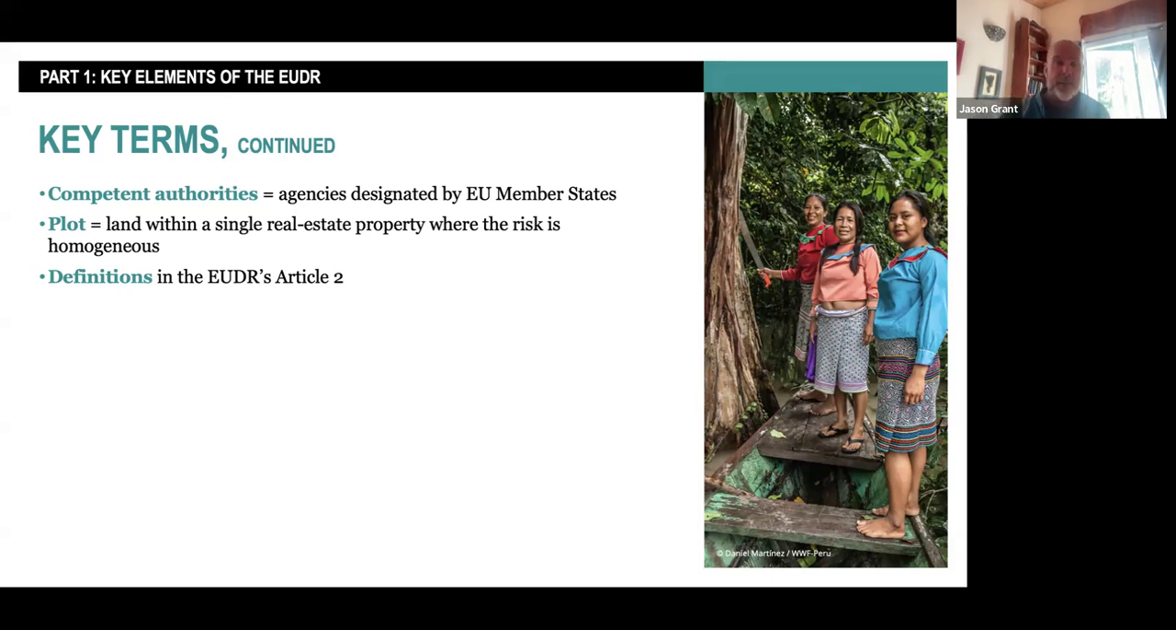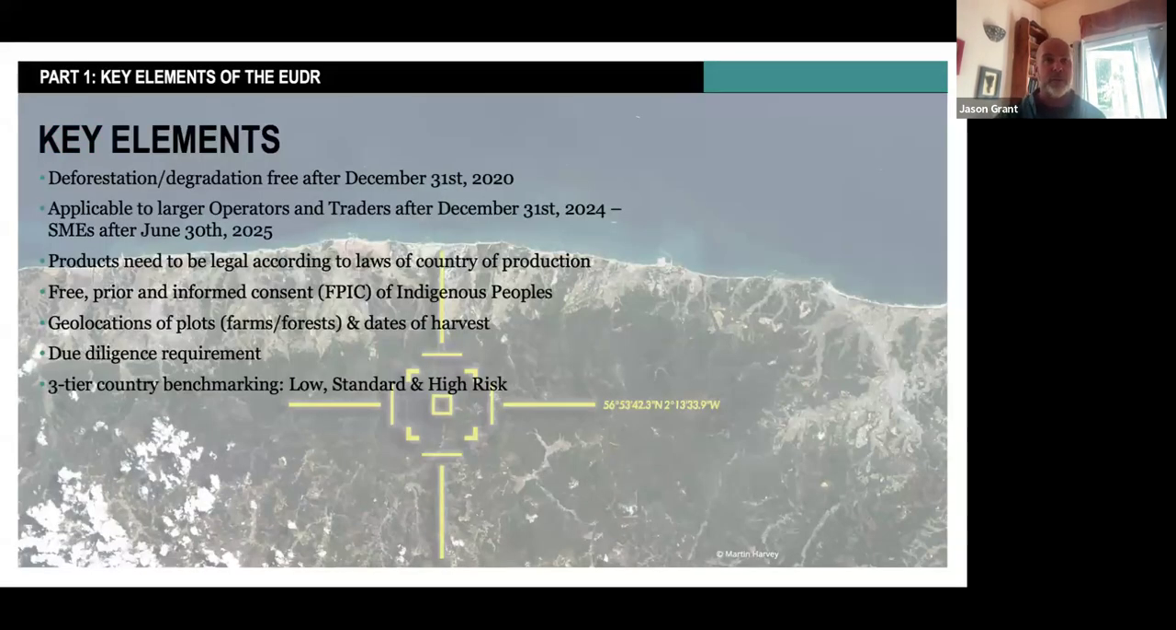Okay, and yeah, there are definitions in the second article of the regulation. Some key elements: products that are linked to deforestation or degradation after December 31st, 2020 are the ones that are banned. If the deforestation or degradation happened before that, the regulation doesn't cover it.